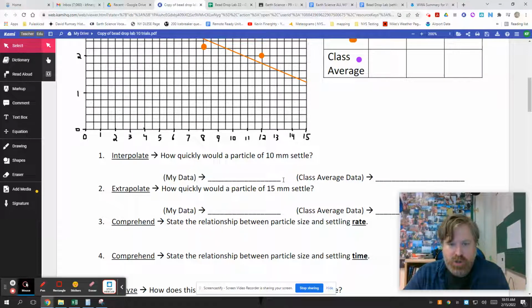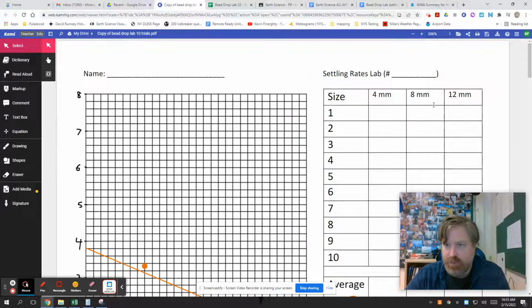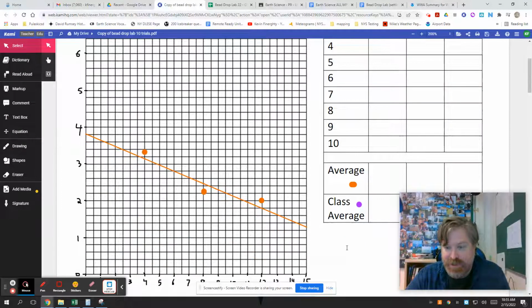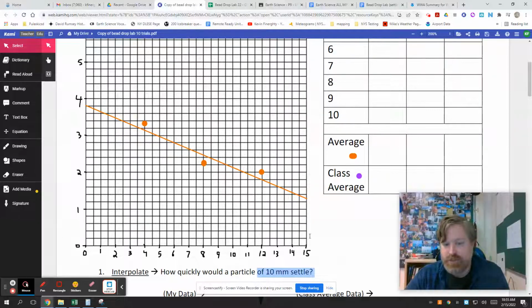Interpolate and extrapolate. So how quickly would a particle of 10 millimeters settle? Which I don't have. If I had a plastic bead that was 10 millimeters in size, how long would it take? And you might say, well, we don't have it. How do I know? Well, you've got a graph that represents the trends for all these different sizes. So use your graph and say, okay, at 10, if I go up to the line and come over, that's how long it takes. Because this is size, this is time.